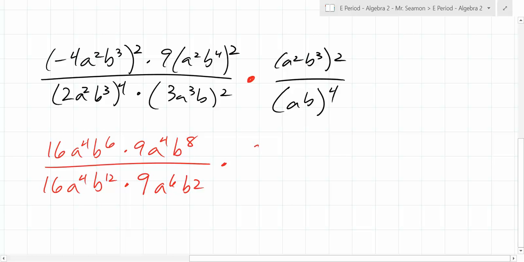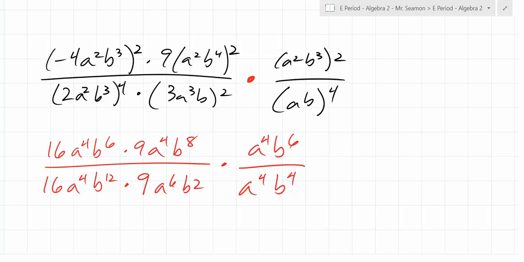And what does this become? B to the 4th, not 8th. I'm writing it wrong. So if you can cancel something really easy, should you? Yeah, so how about the 16? Let's just get rid of those. What about the a to the 4th? Those go away. Oh, look, the 9s go away.